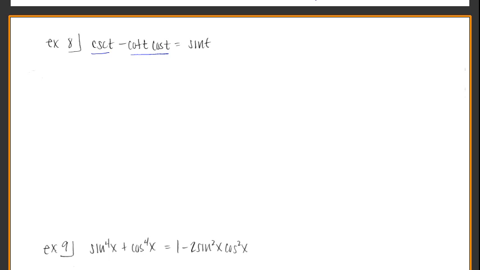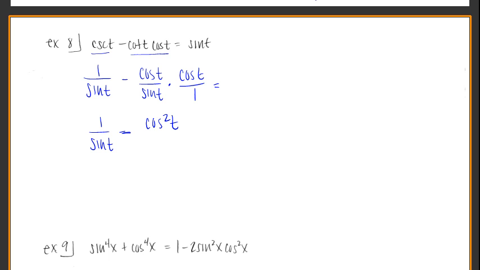Well, we can create denominators, because I know that cosecant is 1 over sine of t. Cotangent is cosine t over sine t. And I'm going to multiply it by, let's write cosine as a fraction, cosine over 1. So really what I have is 1 over sine of t minus, combining these together in one fraction, cosine squared t over sine t. I already have a common denominator. That really helps. So let me just go across the top: 1 minus cosine squared t over sine t.